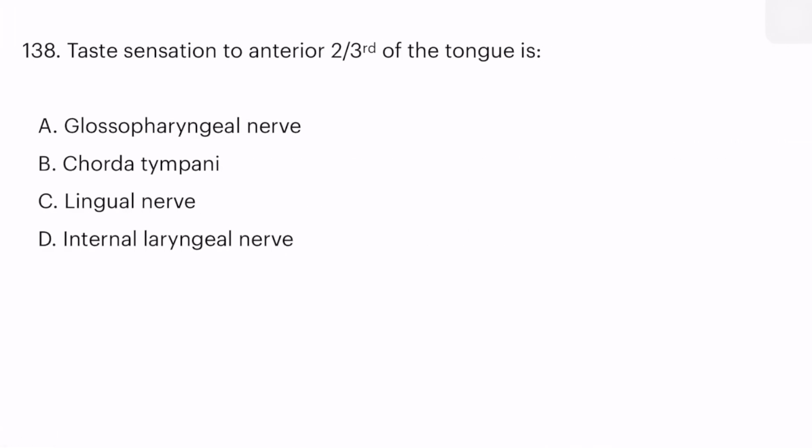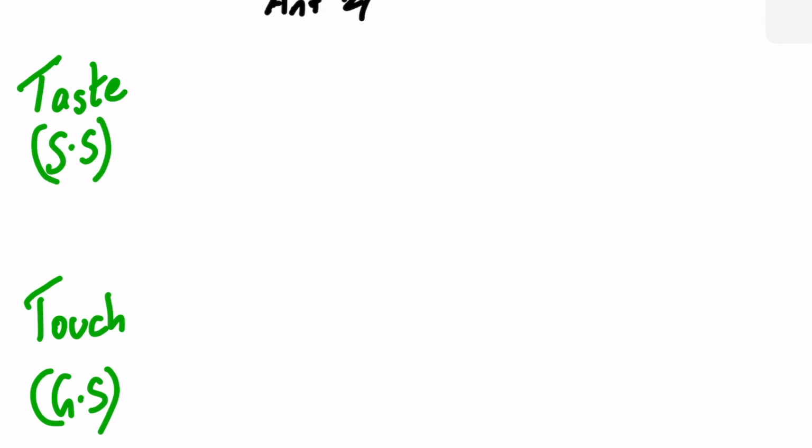Taste sensation to anterior two-third of tongue. Okay, sensory supply to the tongue is a bit complicated, so I'll just write it out for you. So first, you need to understand there are two senses carried by the tongue. One is taste, another is touch, the simple touch. That is general sensation, they call it GS. This one is a special sense, right? So you have to know what is supplying the anterior two-third, what is supplying the posterior two-third, what is supplying the posterior most part.